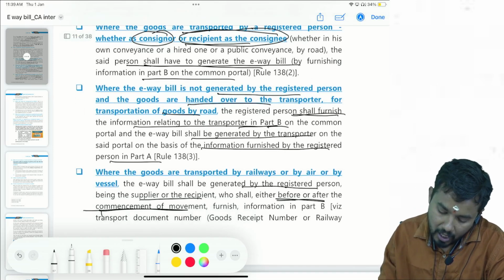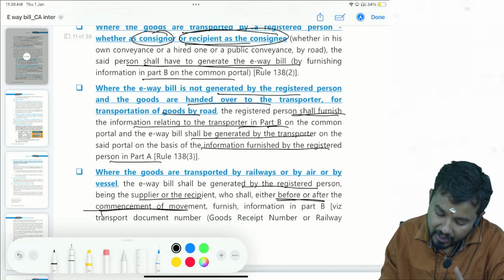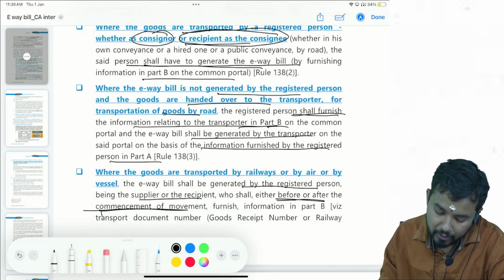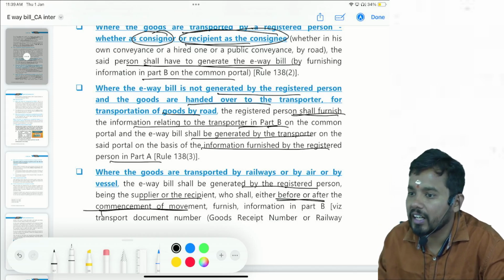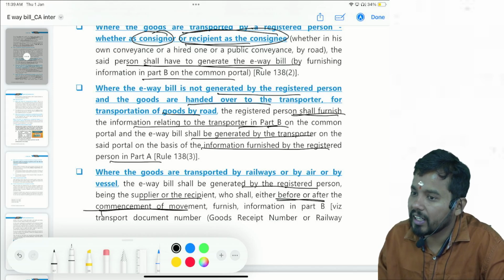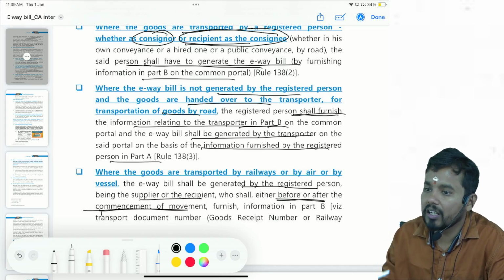Okay. Now where the e-way bill is not generated by the registered person and the goods are handed over to the transporter for transportation of goods by road, then who has to generate the e-way bill? The transporter has to generate the e-way bill by filling part B. Okay, he has to generate.